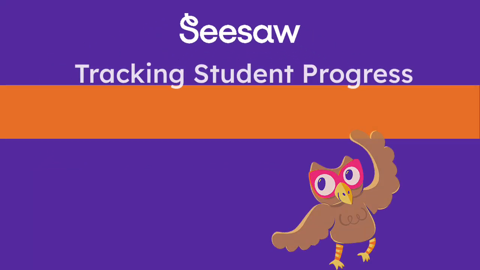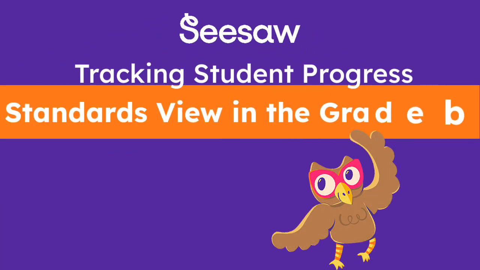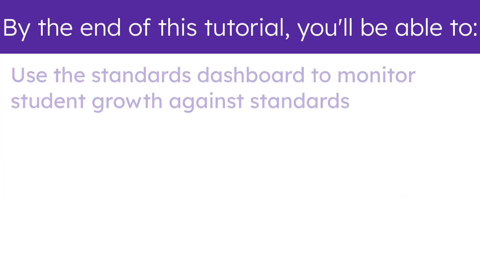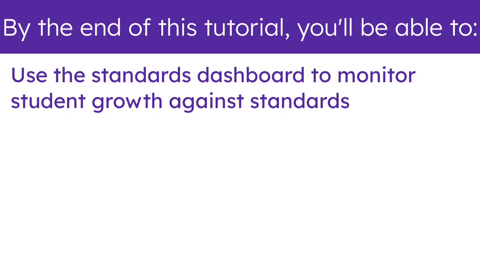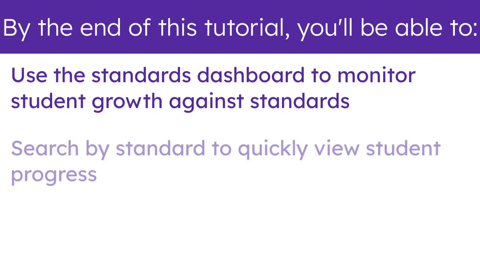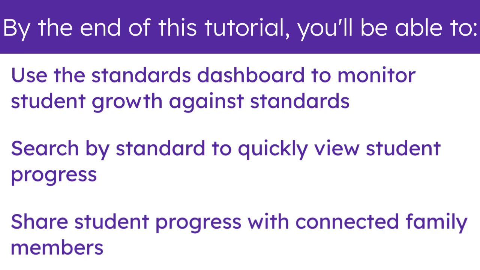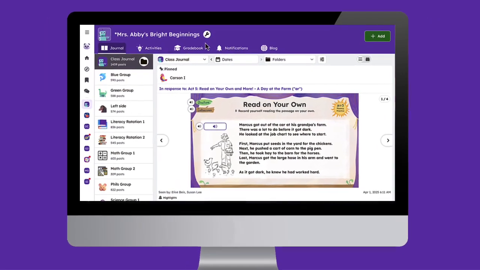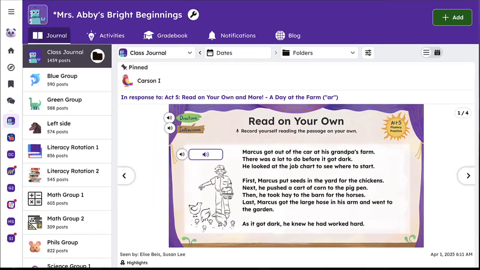Welcome to the Tracking Student Progress Against Standards View in the Gradebook tutorial. By the end of this tutorial, you'll be able to use the Standards dashboard to monitor student growth against standards, search by standard to quickly view student progress, share student progress with connected family members. Let's jump in and see how easy it is to track and share student progress.